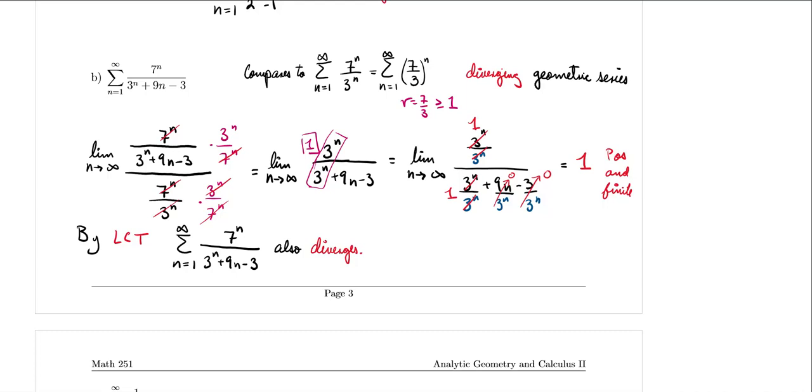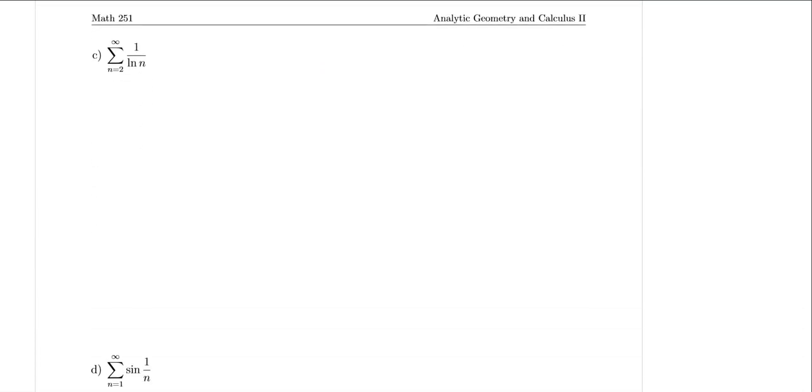Okay, now let's get more practice. Let's take a look at another problem. Alrighty, so for this next problem we have the series as n goes from 2 to infinity for 1 over ln of n. Now this series looks a little bit trickier because we really haven't seen a series with an ln, so what can we compare it to?